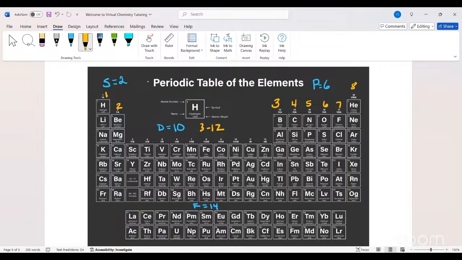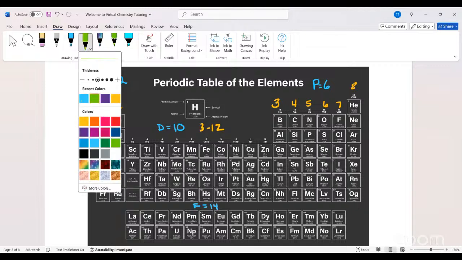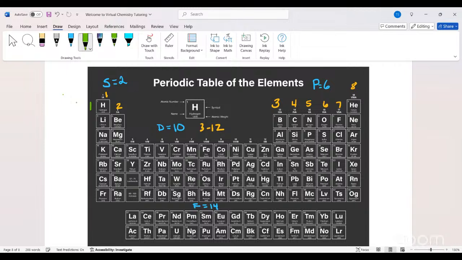Now, just as there are 18 groups, there are 7 periods. So here they are right here. I'm going to put them in a different color so you can see that, okay? You have period number 1, which consists of hydrogen and helium. So periods go across. Period 2 consists of lithium, beryllium, all the way to neon. Period 3 begins with sodium and it ends with argon. Period 4 begins with potassium and it ends with krypton. 5, 6, and 7. So it continues with that process.